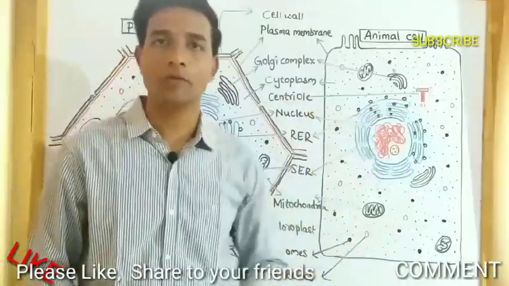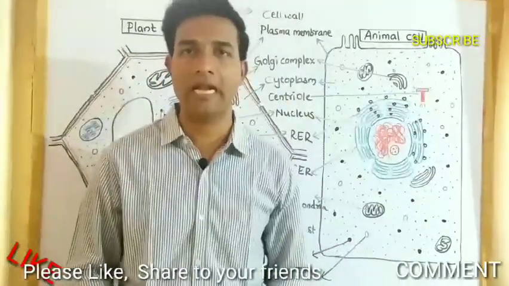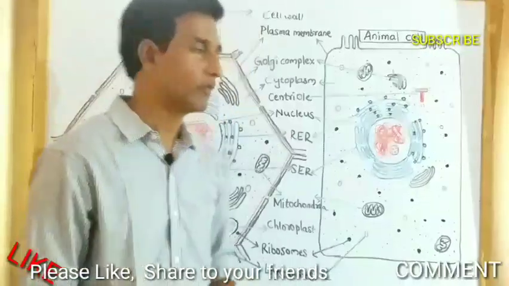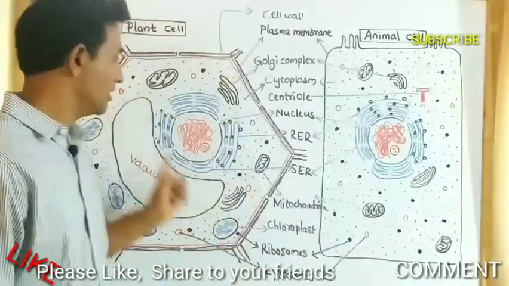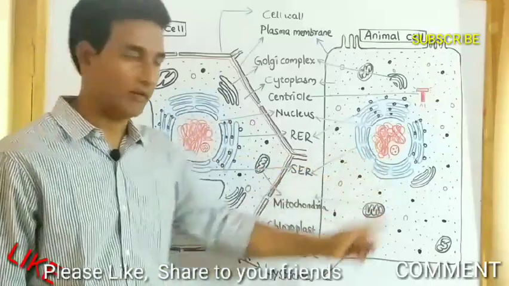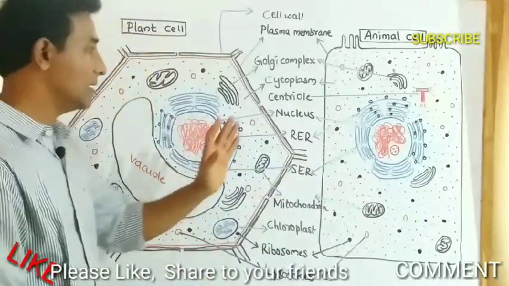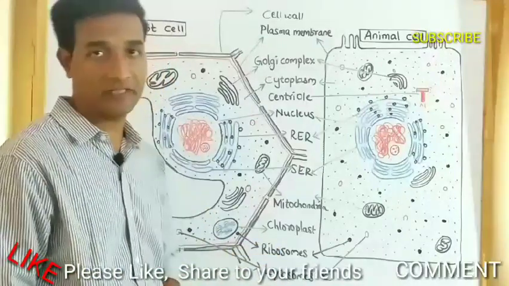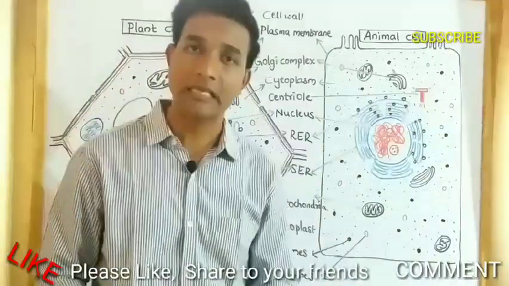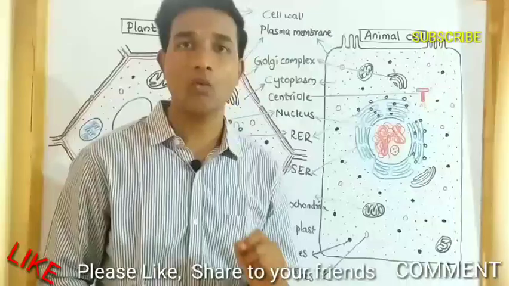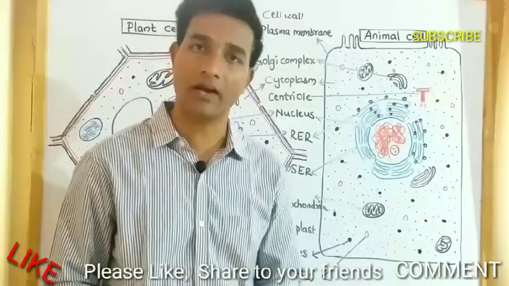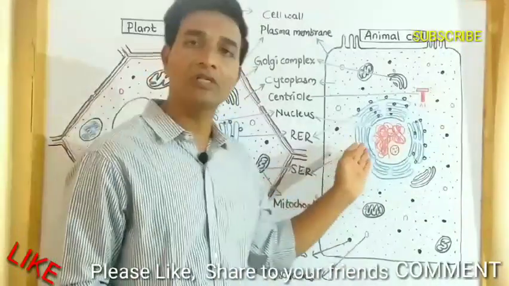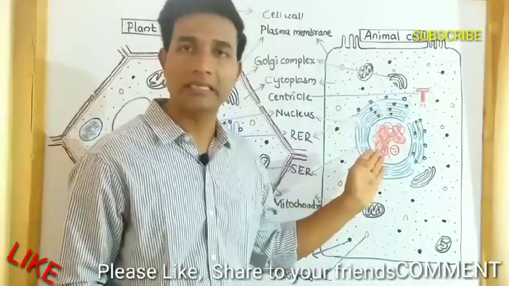We will discuss differences between plant cell and animal cell in this video. So this is plant cell and this is animal cell. Plant cell, animal cell differences. We have to study the first difference, that is plant cell have cell wall as their outermost covering, while animal cell do not have cell wall.